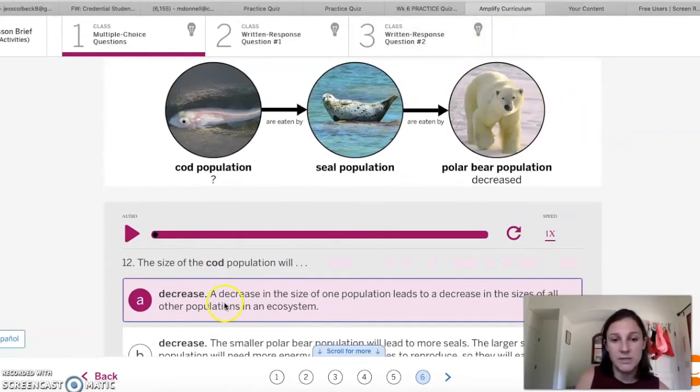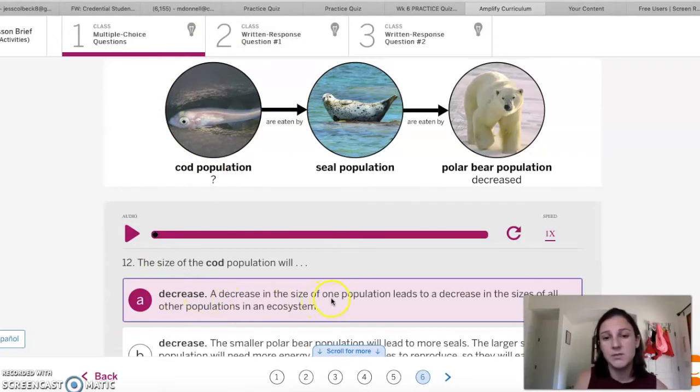It will decrease. A decrease in the size of one population leads to a decrease in the size of all other populations in an ecosystem. Now let's think about if that's correct. So the polar bears went down. We talked about that. Then the sea lions increased because they're not getting eaten as much. And then they're eating a lot, so the cod population is going to go down. So the decrease part is correct.